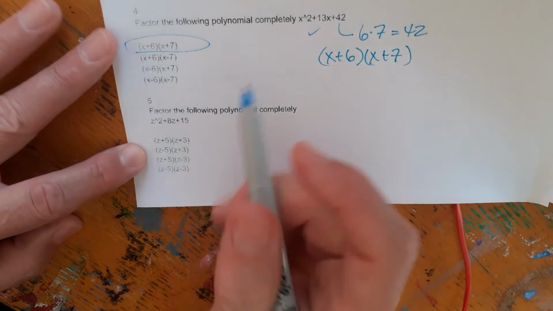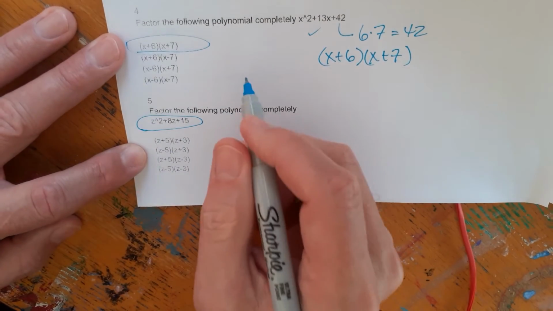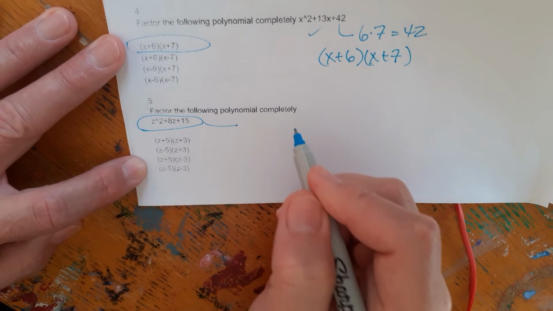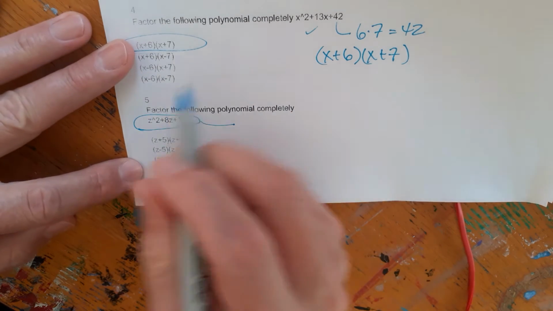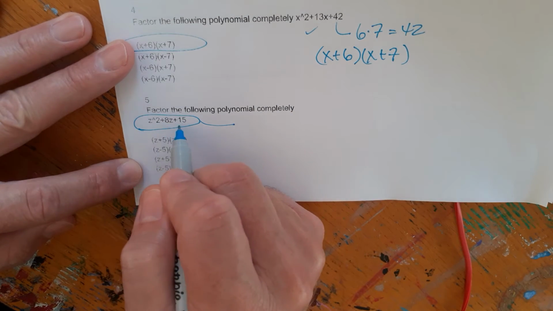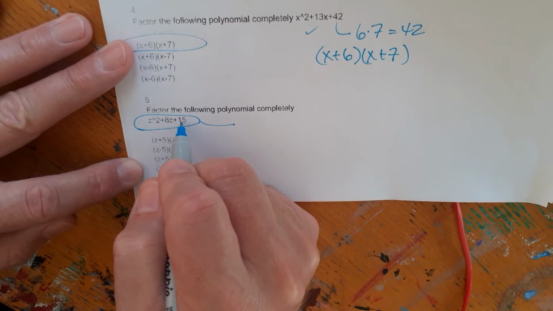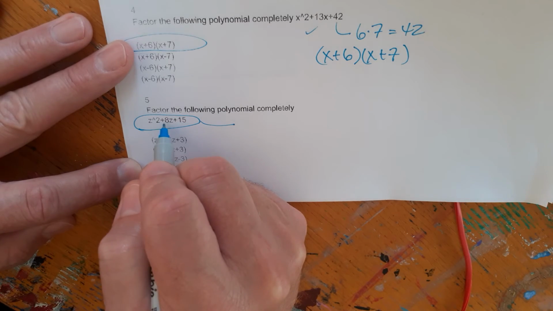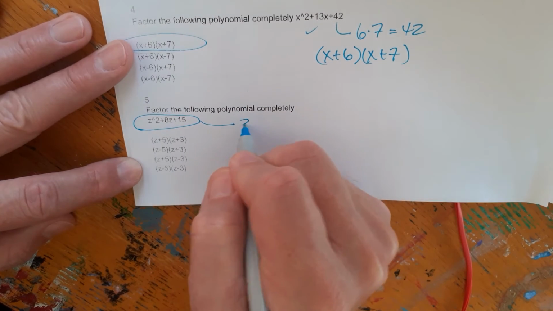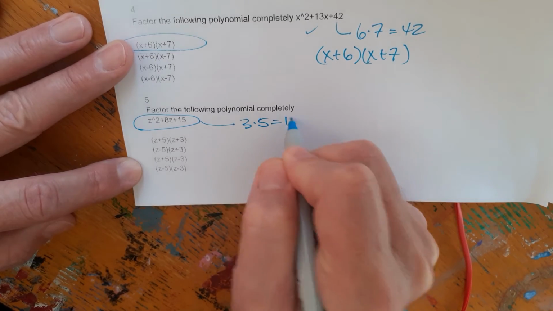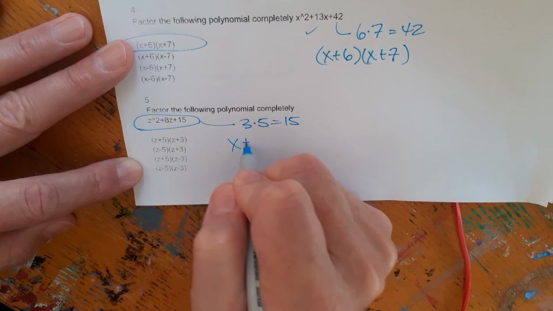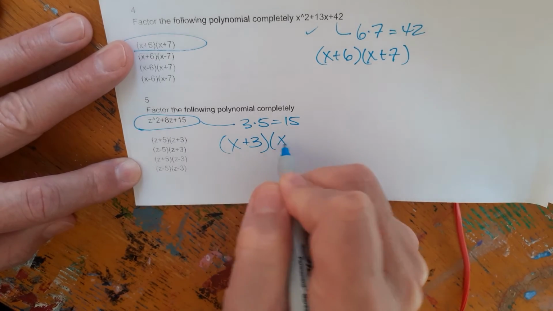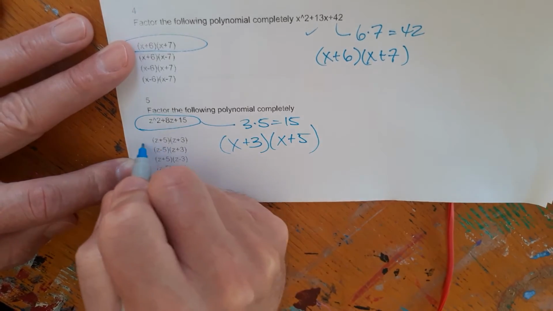Let's see number 5. Sorry about that. So z squared plus 8z plus 15. What two numbers when multiplied together equal 15 and then add to be positive 8? Well, 3 times 5 is 15. All right, and when I add them, do I get 8? Yes. So I get z plus 3 and z plus 5.